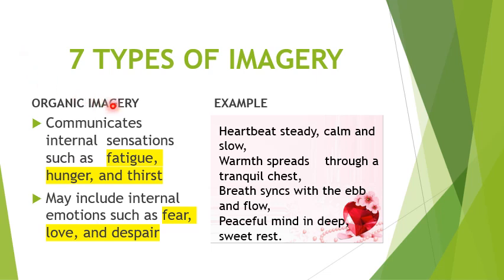We have organic imagery. Organic imagery communicates internal sensations such as fatigue, hunger, and thirst. It may include internal emotions such as fear, love, and despair. For example: Heartbeat steady, calm, and slow. Warmth spreads through a tranquil chest. Breath sings with the ebb and flow. Peaceful mind in deep, sweet rest.